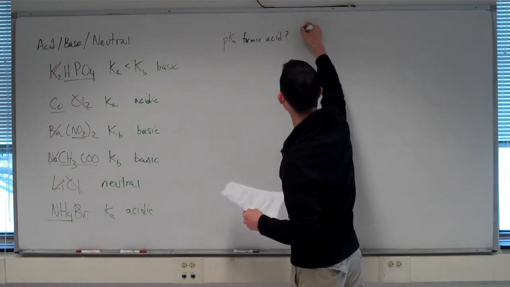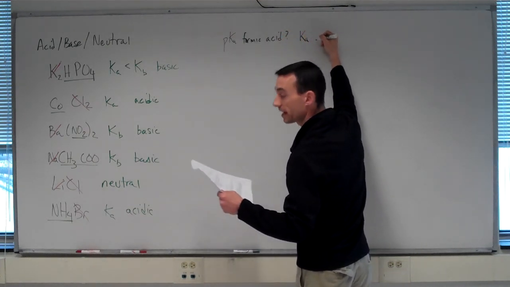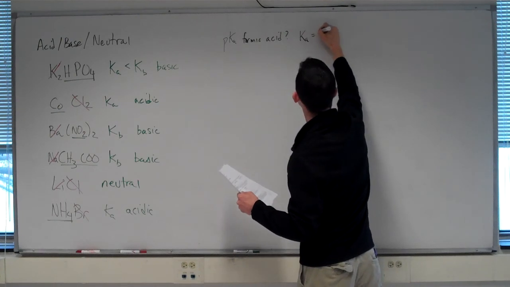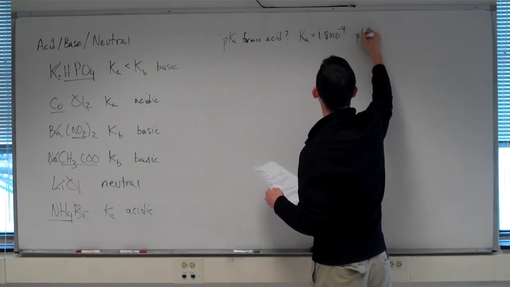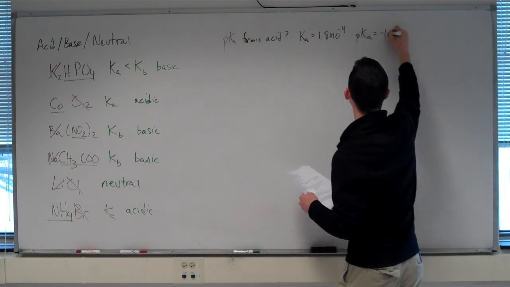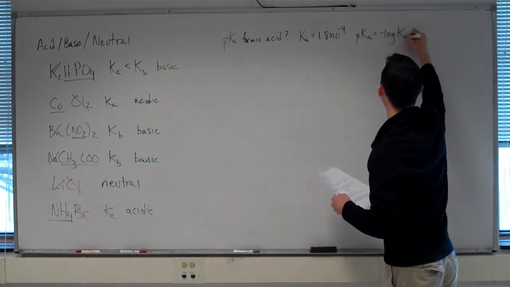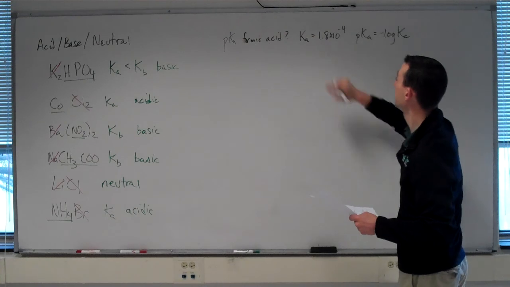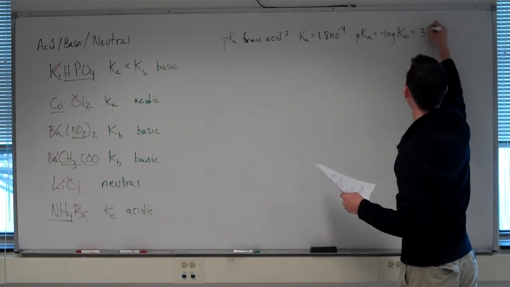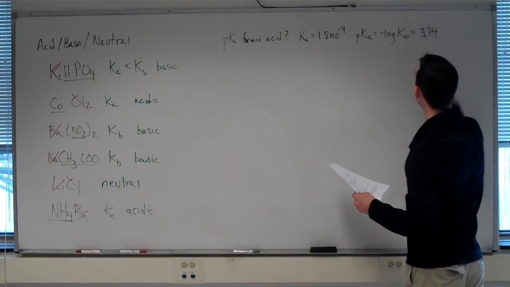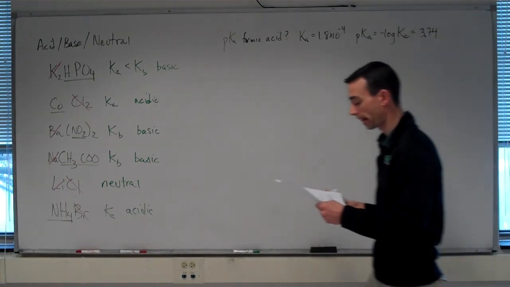So our Ka chart provides us the Ka of formic acid, which is 1.8 times 10 to the negative 4. The pKa is just the negative log of the Ka. So we would take the negative log of 1.8 times 10 to the negative 4, and our answer is 3.74.